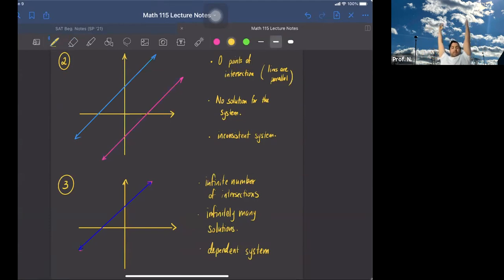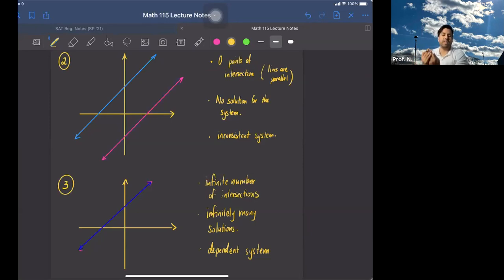Okay. So we have three systems. Independent: one solution, 1 point of intersection. Inconsistent system: 0 points of intersection, no solution, parallel lines.